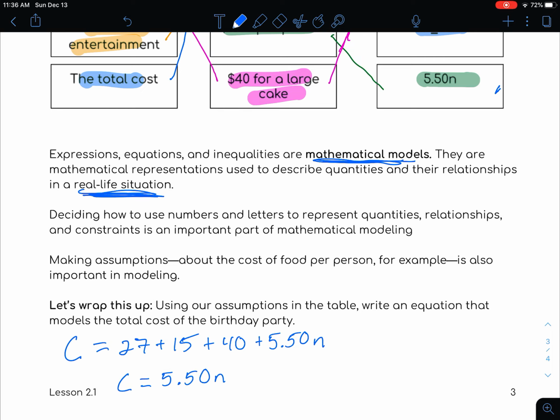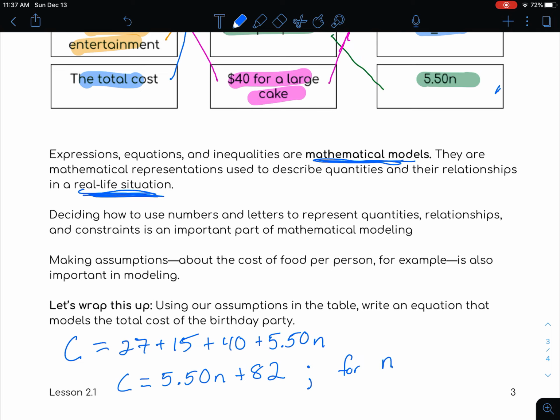So let's just do a little combining of like terms here. So we've got $5.50 per person for our food and drinks, plus the other set costs, 27 plus 15 plus 40 gives us a total of $82. Okay, so the amount of food and drink per person plus our set cost: C equals 5.5n plus 82.